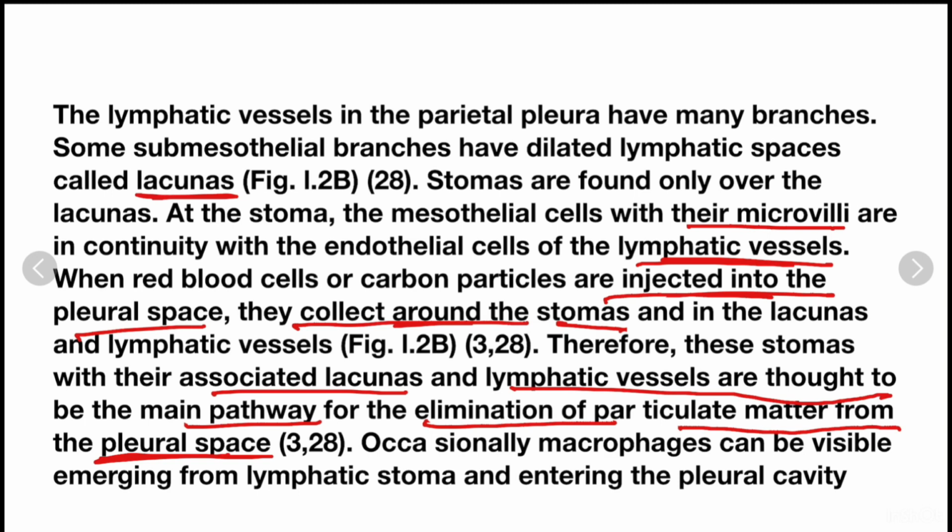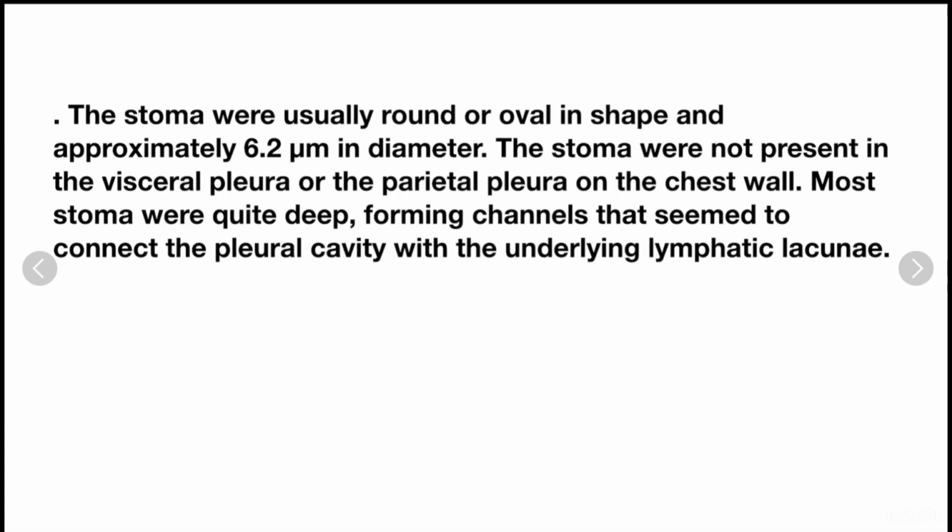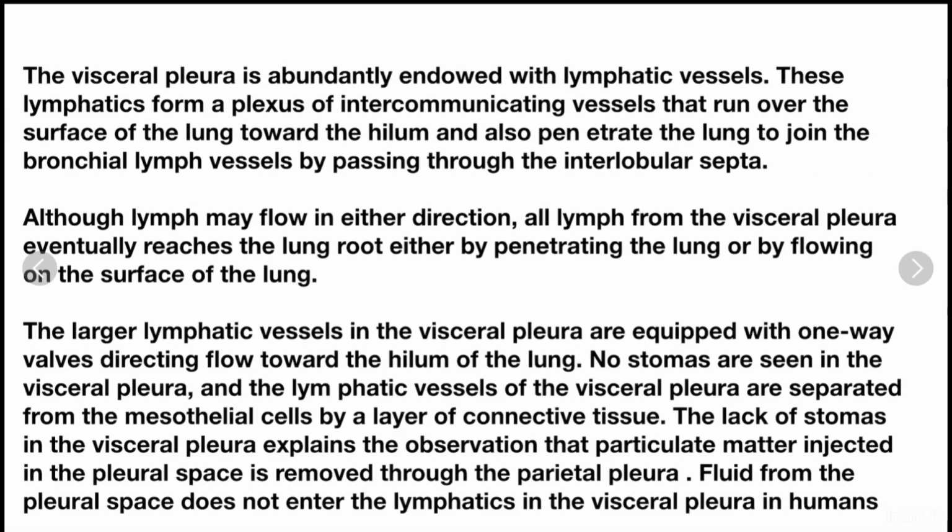Occasionally, macrophages can be visible emerging from the lymphatic stoma and entering the pleural cavity. The stoma were usually round or oval in shape and approximately 6.2 micrometers in diameter. The stoma were not present in the visceral pleura or the parietal pleura on the chest wall. Most stoma were quite deep, forming channels that seemed to connect the pleural cavity with the underlying lymphatic lacuna.